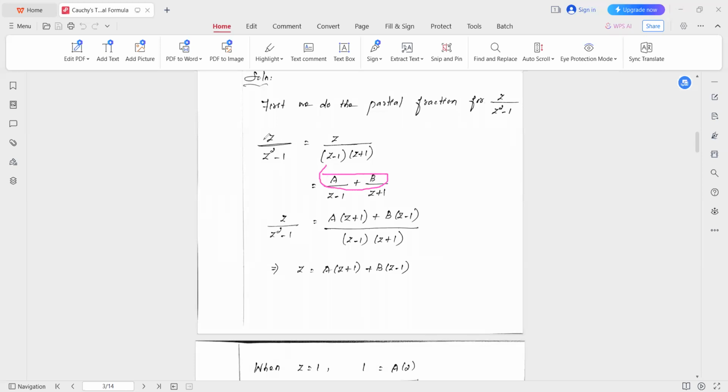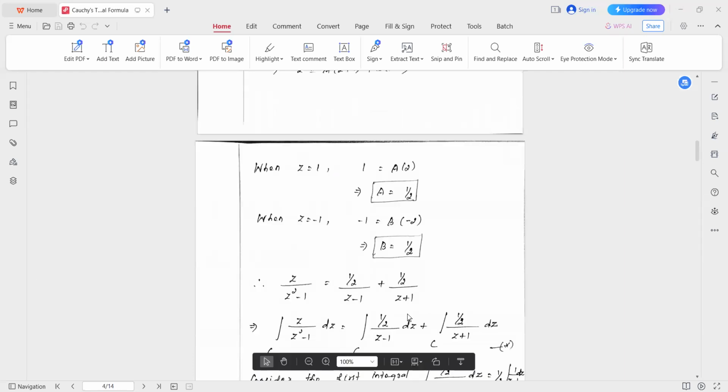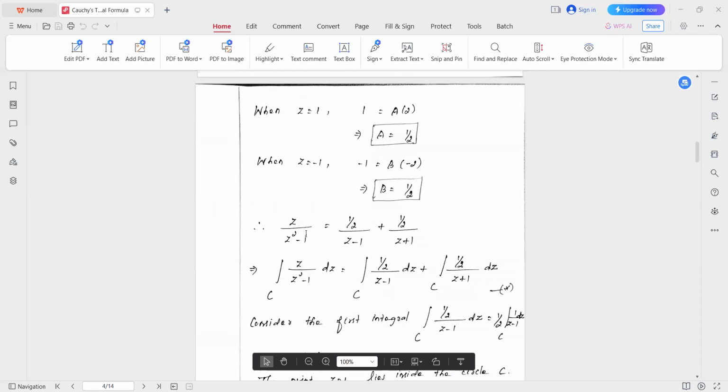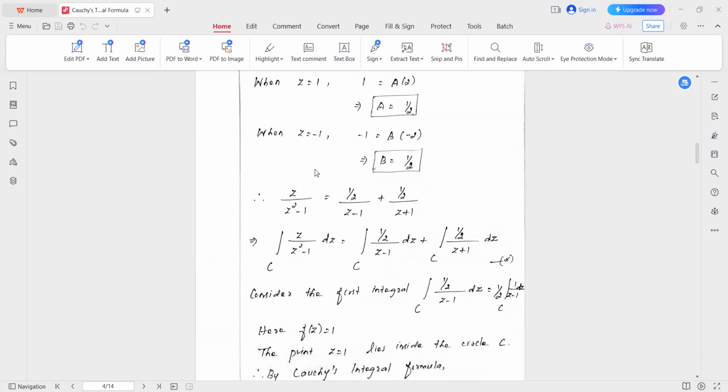So which is equal to what? z by z square minus 1. Therefore, z by z square minus 1 is equal to 1 by 2 by z minus 1 plus 1 by 2 by z plus 1. So now we did the partial fraction for this function. We separated it into two functions. The first function is 1 by 2 by z minus 1. The next function is 1 by 2 by z plus 1.